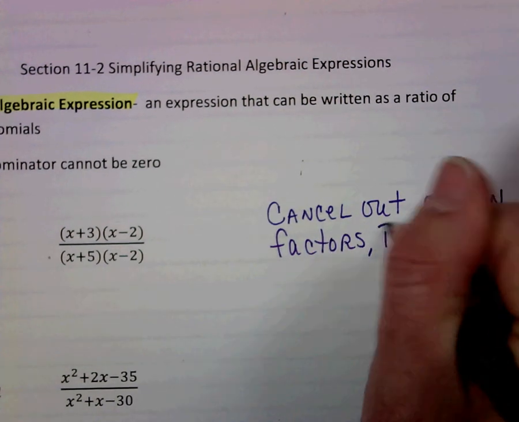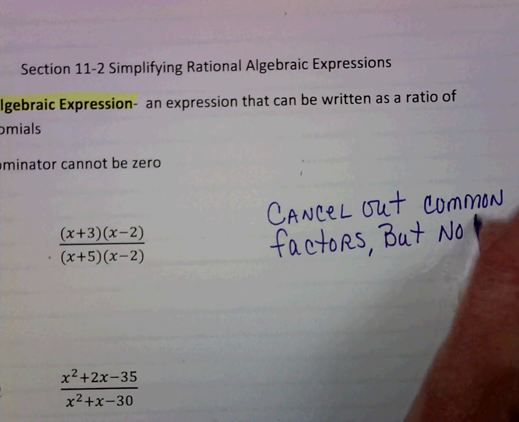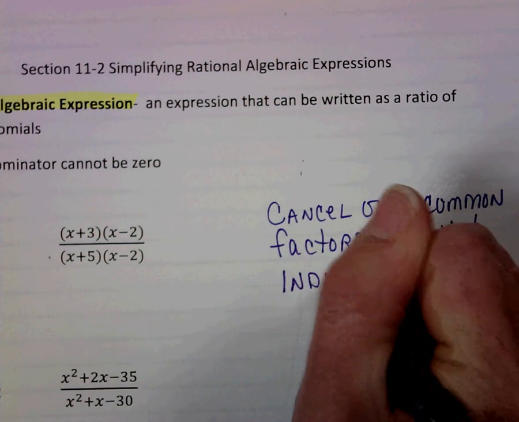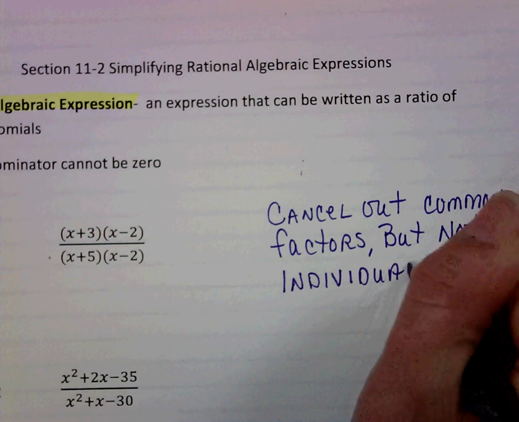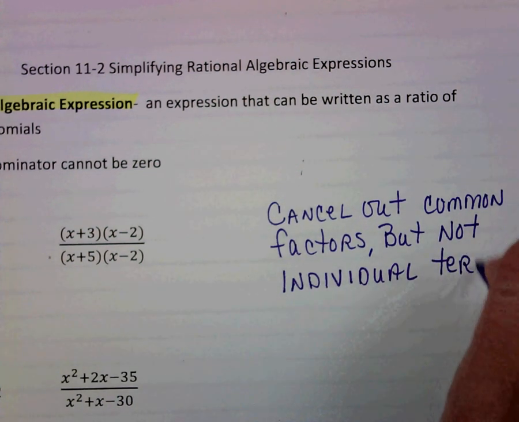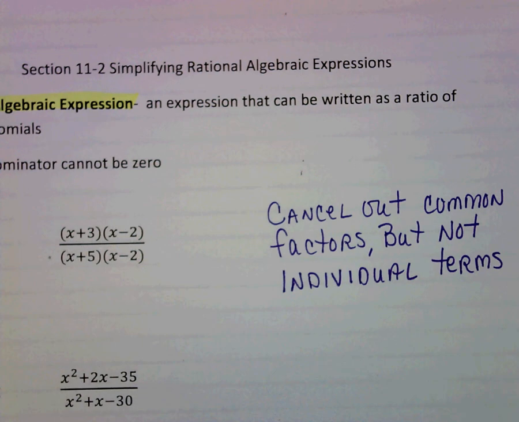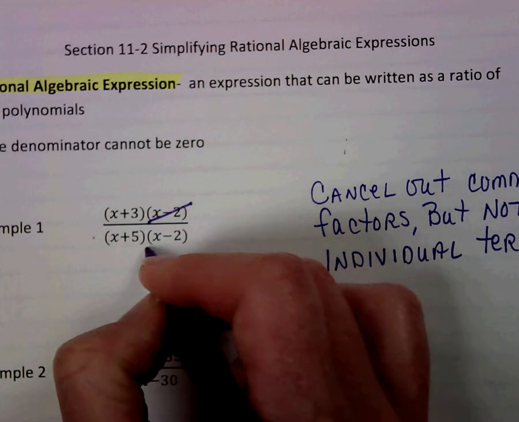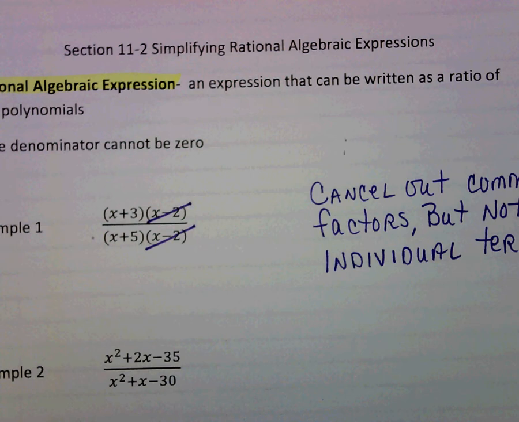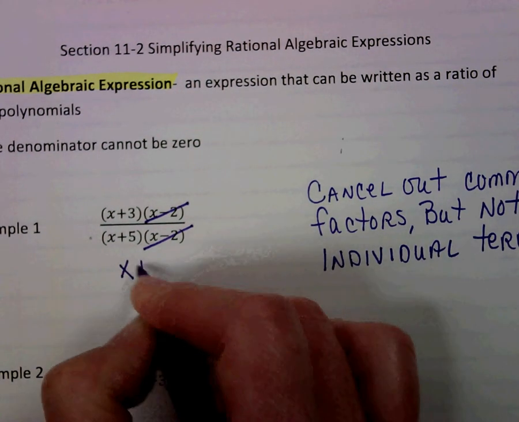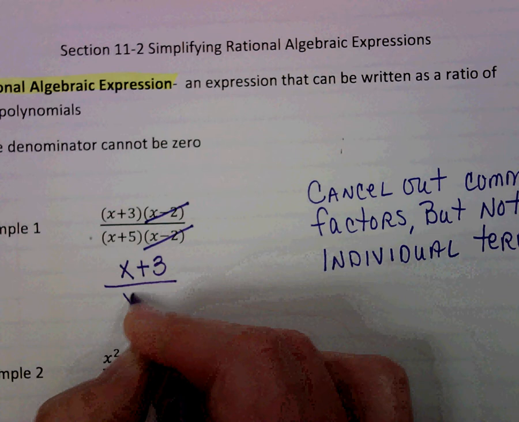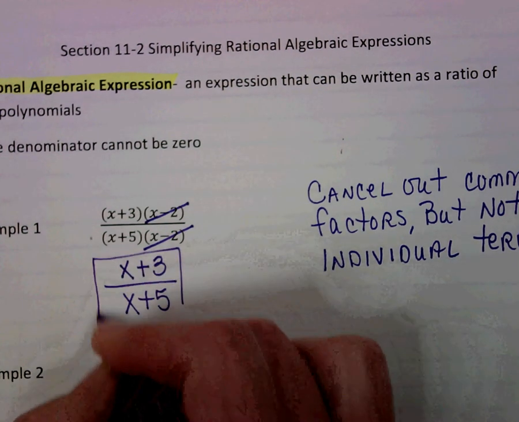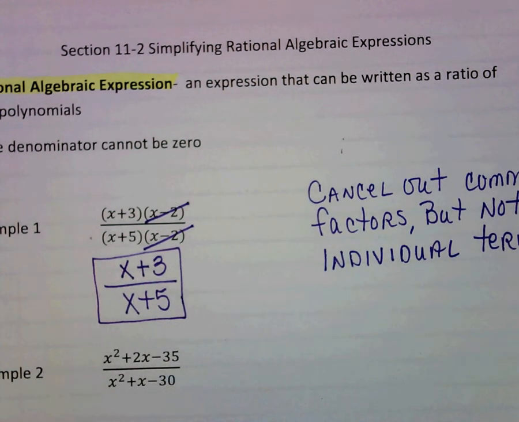But one thing I want you to know is we're not canceling out individual terms. If a term is connected to another term with adding or subtracting, you can't isolate those terms. So for example, in example number 1, we could cancel out the factors x minus 2 and x minus 2. Those divide out, and so our simplified expression would be x plus 3 and x over x plus 5. Notice we can't cancel out x and x. They're each joined to another number by adding.